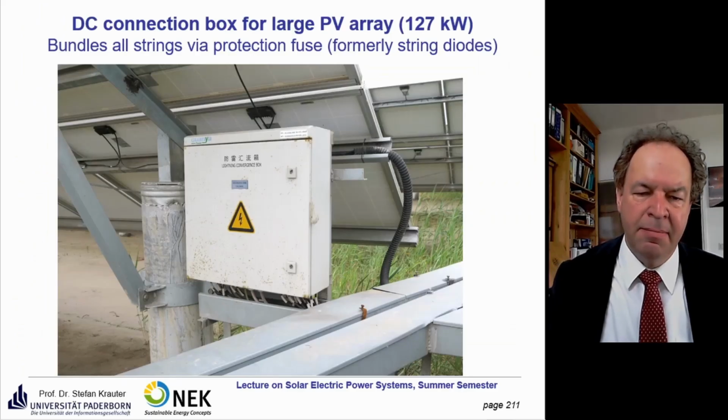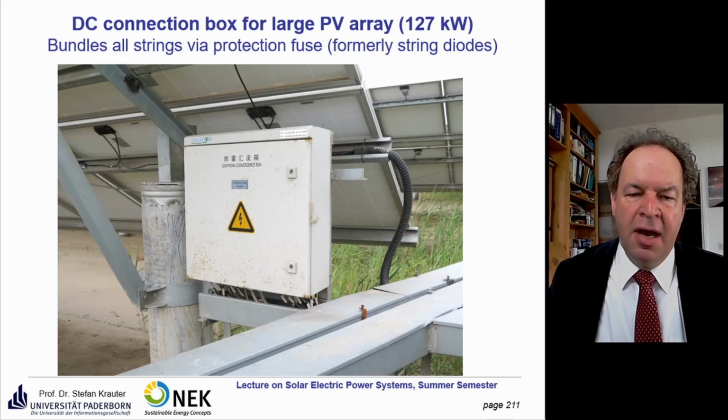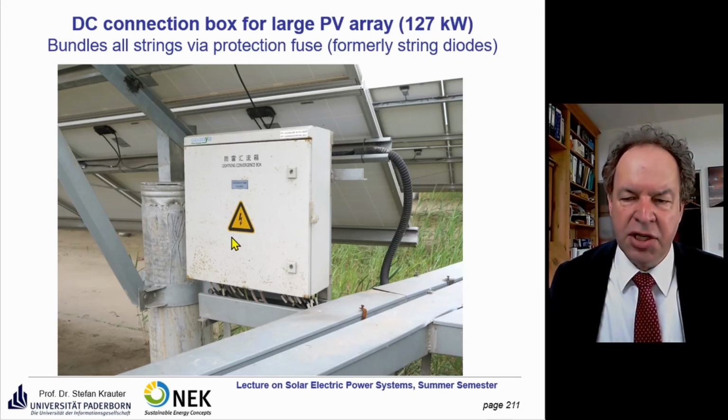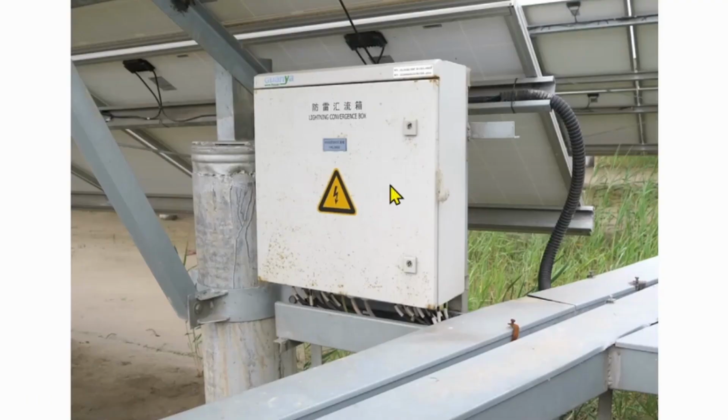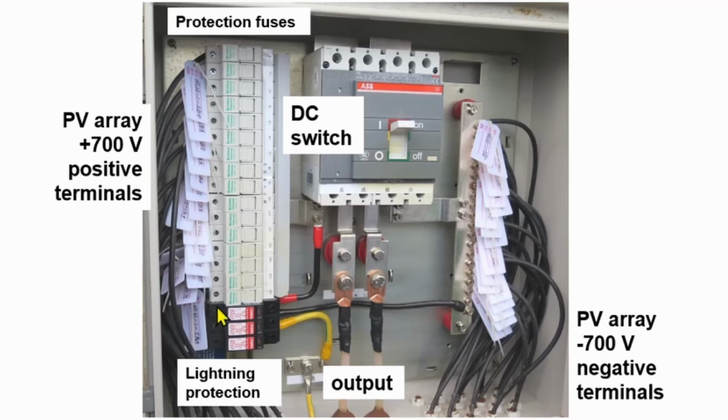So here you see some pictures of some configuration. This is in China from a large power plant. This is the DC connection box or junction box, or combiner box. We open it here, so this is the inside. Here all the different cables from the different string arrays come. And instead of having string diodes here, there are protection fuses. Here is a lightning protection.